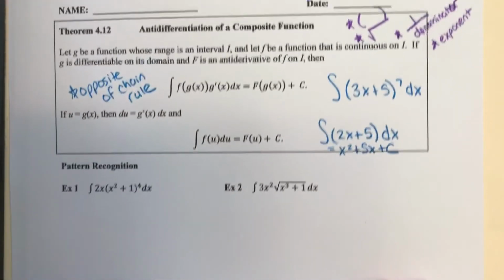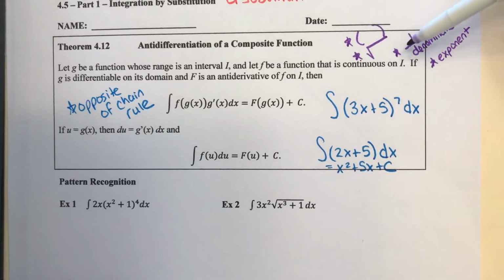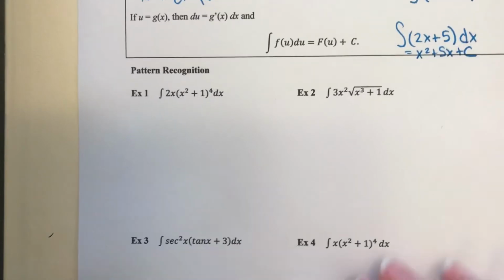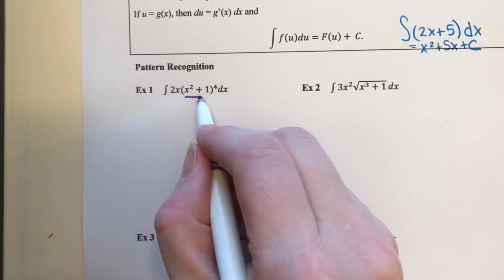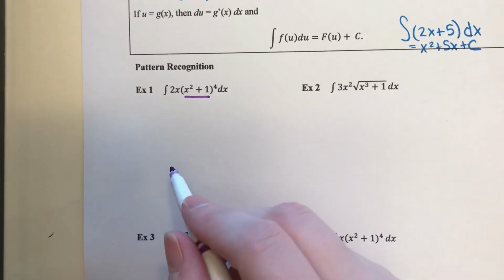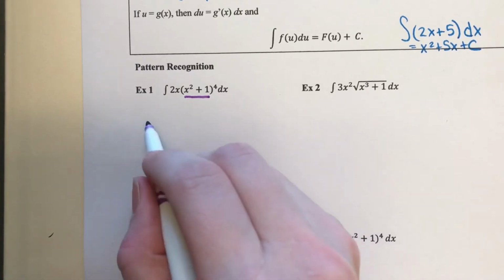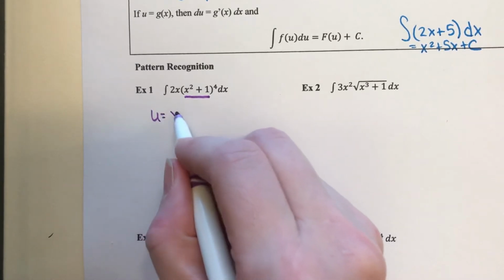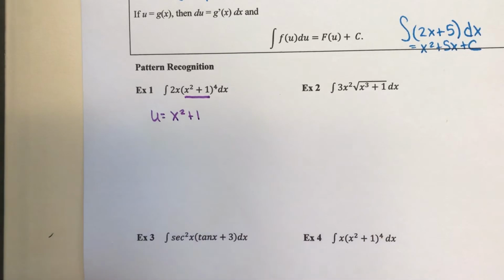Now, if we look at this list over here, do I have one of these things in the problem? And I do. I have a set of parentheses. So what I'm going to do is pick that as my inside part. I'm going to underline it. And it's called U substitution for a reason. We're going to let U equal that part that I underlined. Okay, that's our first step.